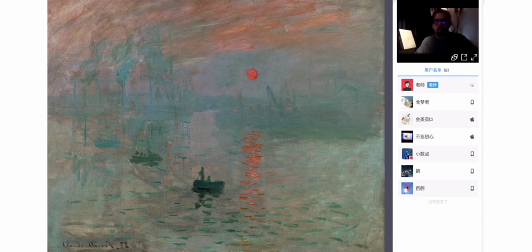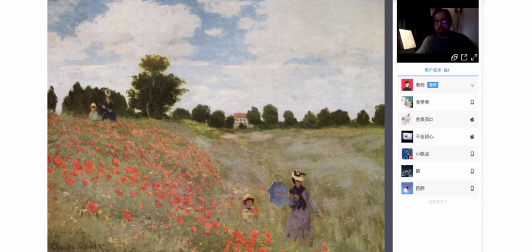So a very common scene during his day of people out on rafts in a port area, in an industrial port area at sunset. It's not particularly beautiful, but it is emotionally provocative, let's say. This is more of a classic Monet here. Field of poppies.